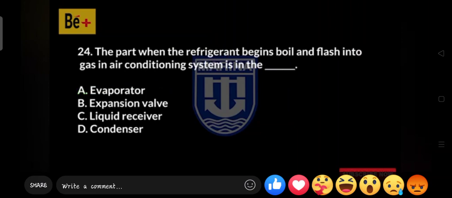The part where the refrigerant begins to boil and flash into gas in an air conditioning system is in the A. Evaporator. B. Expansion valve. C. Liquid receiver. D. Condenser. The answer is A. Evaporator.